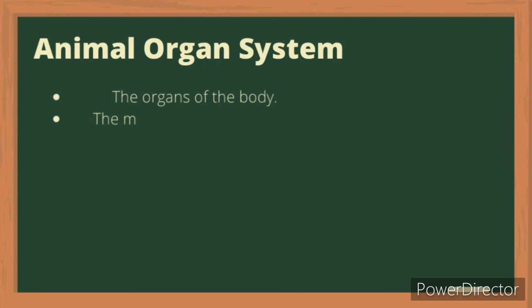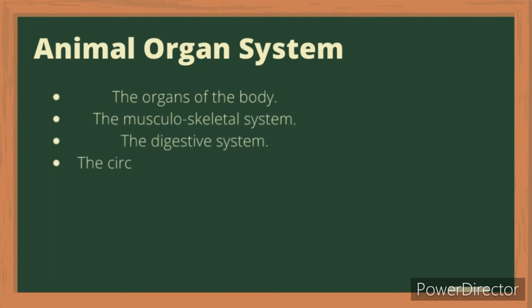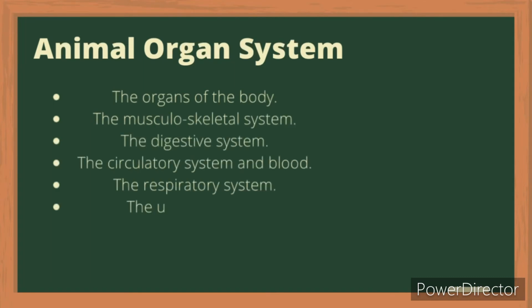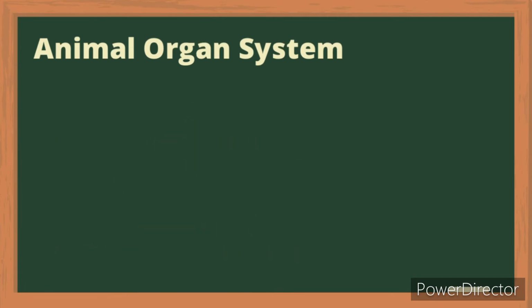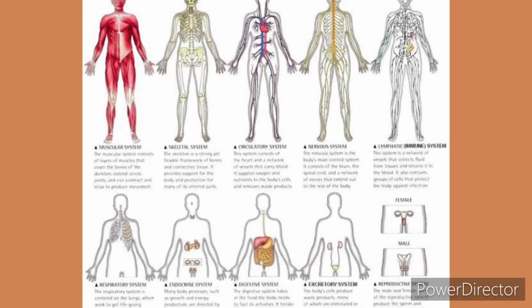Also, the animal organ system has 11 major organ systems. These are the organs of the body, the musculoskeletal system, the digestive system, the circulatory system and blood, the respiratory system, the urinary system, nervous system, reproductive system, breeding.